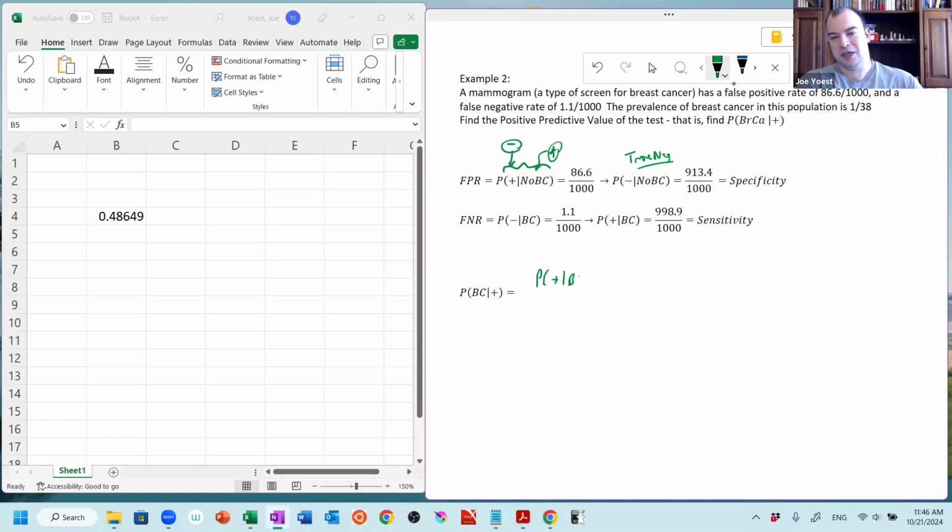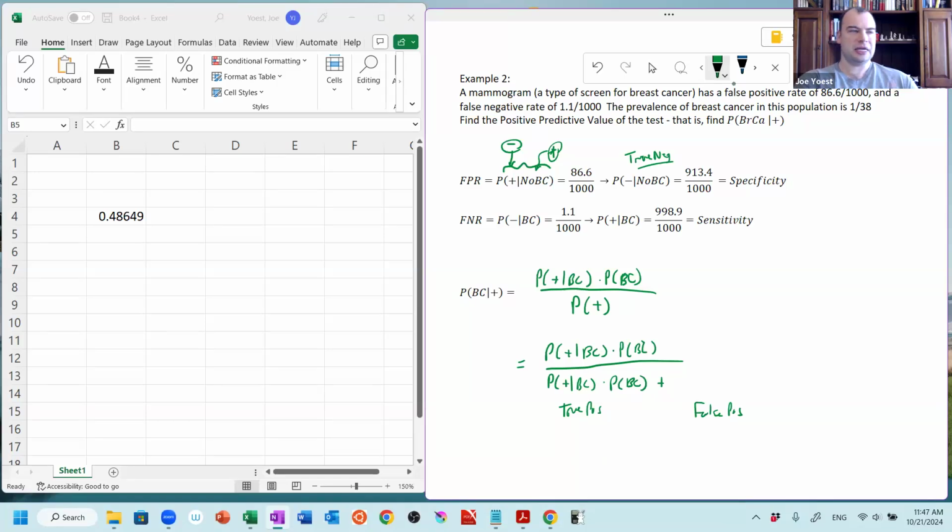We want the probability of positive given breast cancer times the probability of the patient having breast cancer, over the probability of a positive test result. And just like before, there are two ways to get a positive test result. It could be a true positive or a false positive. A true positive would be the patient has breast cancer and the test is positive. So probability of a positive and breast cancer, that's the probability of a positive given breast cancer times the probability of breast cancer. And the other way we could get a positive test result is a false positive. This would be the test is positive and the patient does not have breast cancer. So probability of a positive and no breast cancer, that's the probability of a positive given no breast cancer times the probability of no breast cancer.